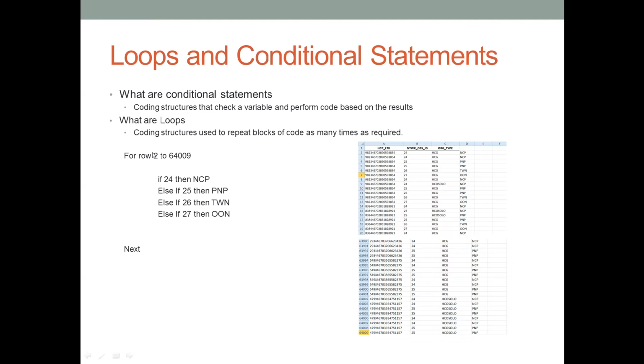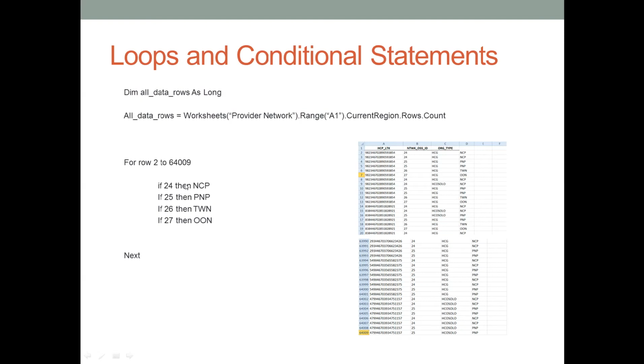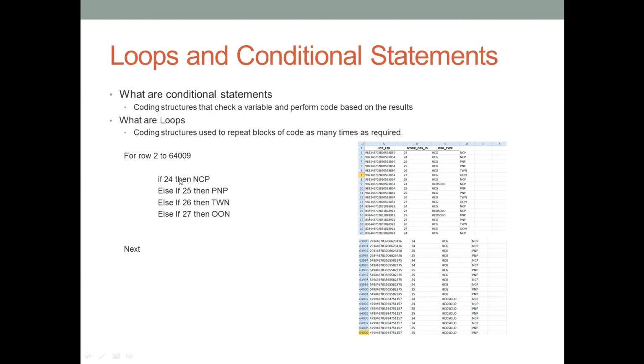So here's what's going to happen. When you're running the code, it's going to enter this For Next loop. It's going to say, hey, okay, let's check row 2. And then it's going to look at this block of code, and it's going to perform this conditional statement. So we know that row 2's value is 24, so NCP. Then it's going to come down to this next line, and it's going to jump back up here. And now we're at row 3.